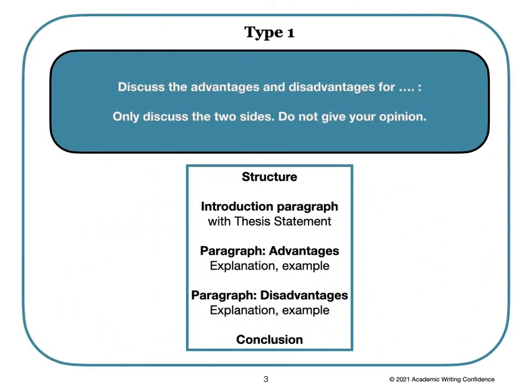For this first type of essay, you only want to discuss the 2 sides. You do not want to give your opinion in this particular type of question. So the format or the structure of your essay would look like this. The introduction paragraph with the thesis statement, followed by a paragraph about the advantages with explanations and examples, a paragraph about the disadvantages with explanations and examples, and followed by a conclusion paragraph.